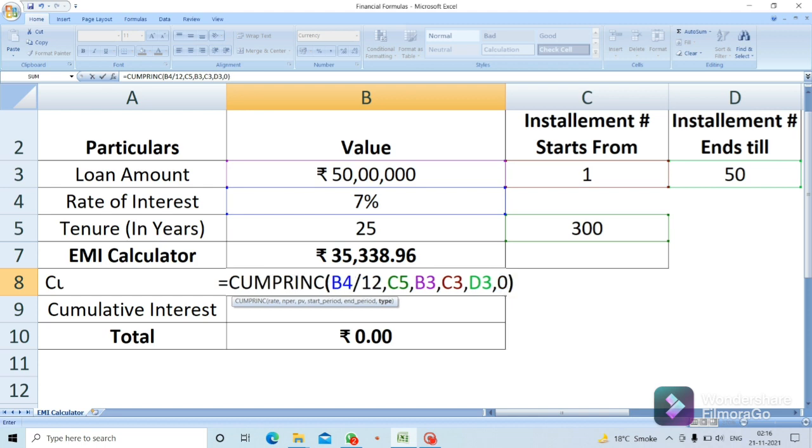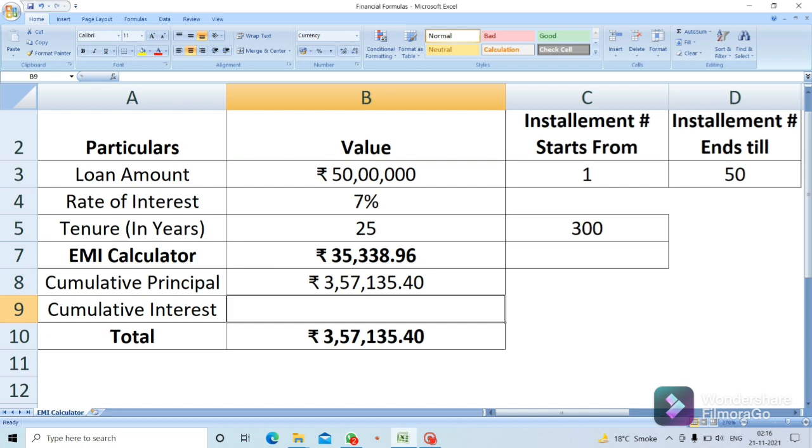Then we need to prefix a minus sign before the formula so that we get the output with a positive sign. Press enter, and we come to know that this much is the principal we have paid till the 50th installment.